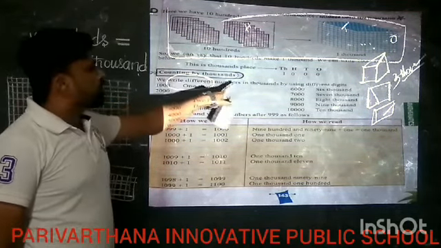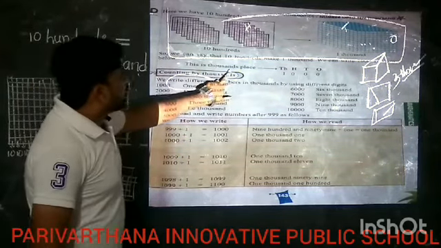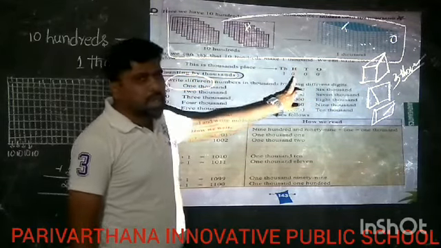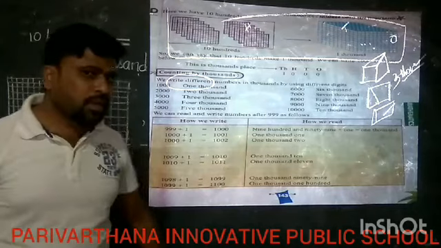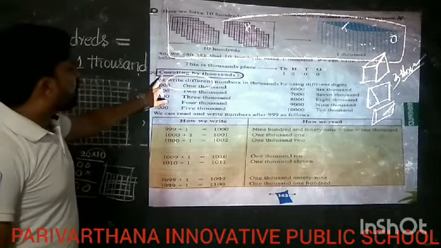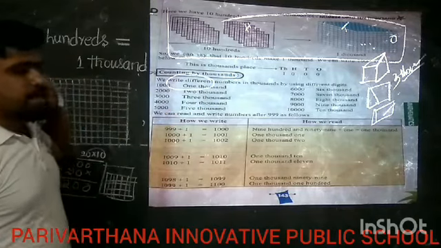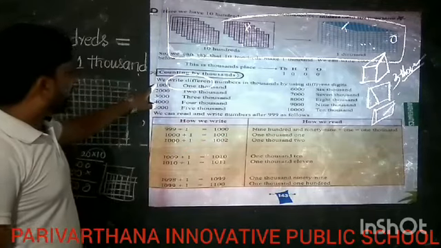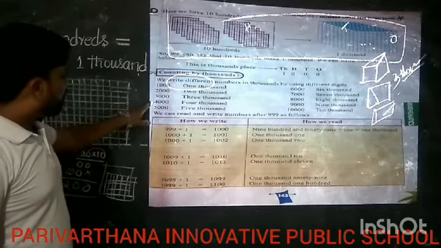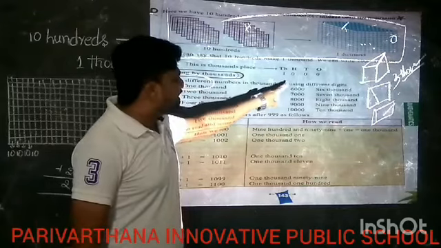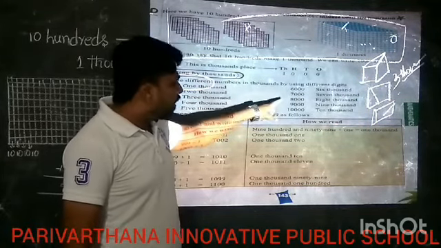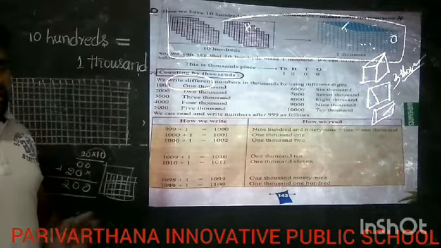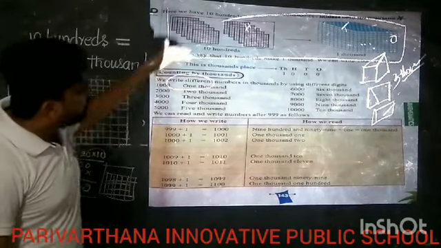Counting by thousands. I already explained that. This is 1,000 plus, see here, 1 plus, 10 plus, 100 plus, and 1,000 plus. Now, counting by 1,000. In this chapter, we are going to discuss up to 10,000. How to count here: 1,000, 2,000, 3,000, 4,000, 5,000, 6,000, 7,000, 8,000, 9,000, and last one 10,000. Up to this we are learning in this chapter, from 1,000 to 10,000.